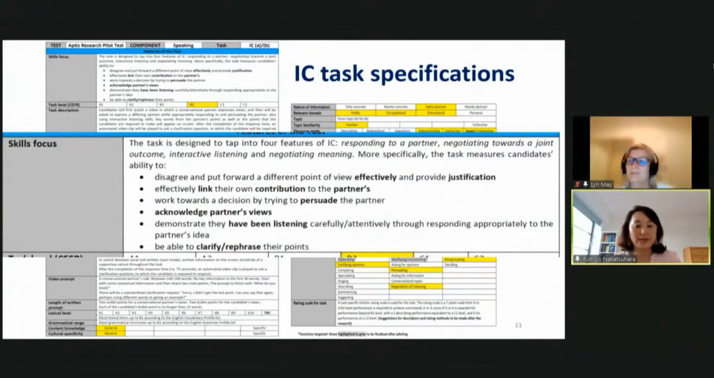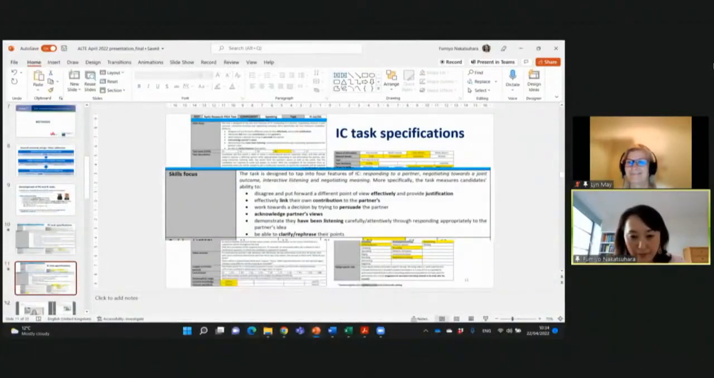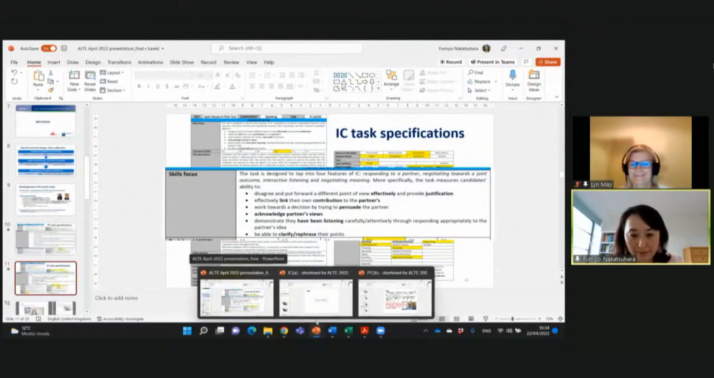So we designed a task to tap into 4 specific features: responding to a partner, negotiating towards a joint outcome, interactive listening, negotiating meaning, and more specifically, ability to disagree and put forward a different point of view effectively and provide justification, and effectively link their own contribution to the partner's, work towards decision by trying to persuade the partner, acknowledge partner's view, demonstrate that they have been listening carefully and attentively, and lastly, to be able to clarify and rephrase their points. So there are a lot of things. Let's see how we've operationalized these constructs. Okay.